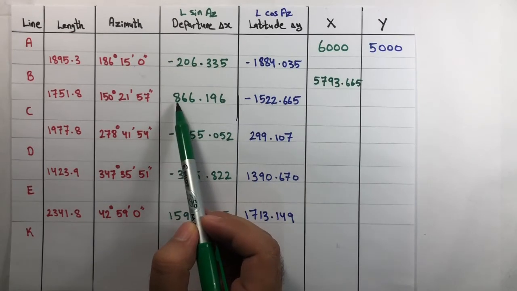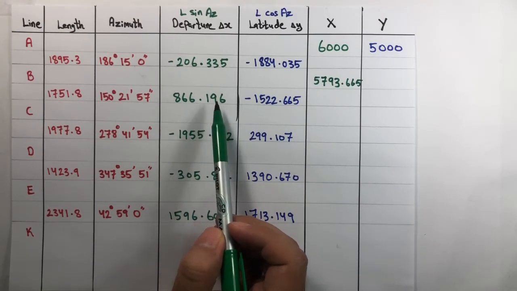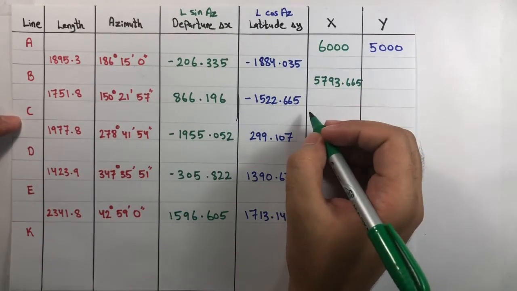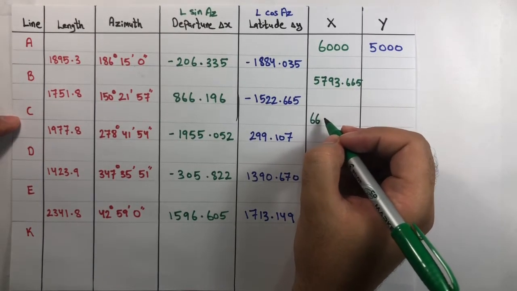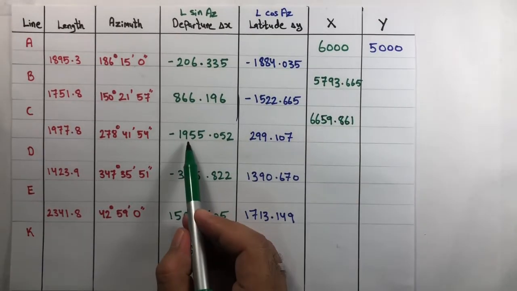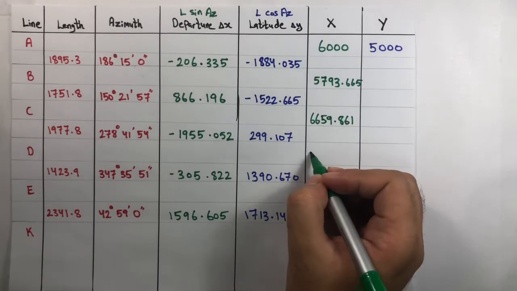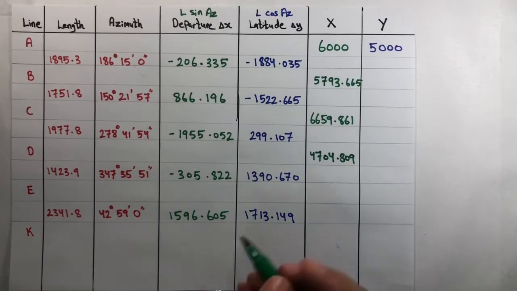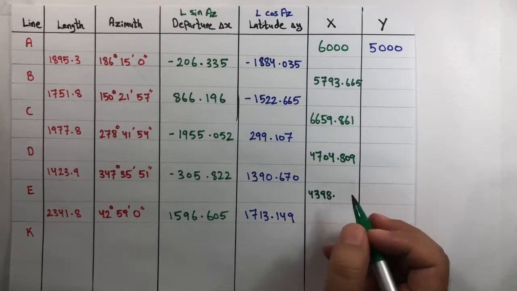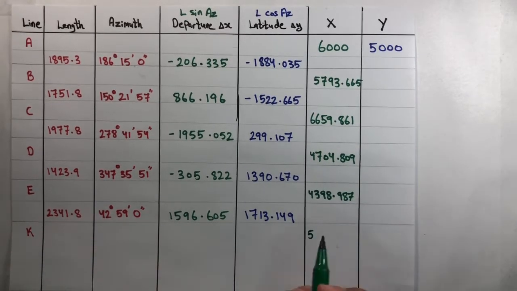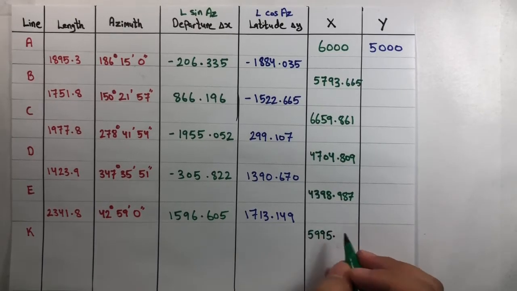We'll add 866.196. We can get the x coordinate of point C as 6659.861. Again, we'll add the departure here. We'll get 4704.809. Again, we'll add this value and we'll get 4398.987. And finally, we'll add this value here to get our final x coordinate of point K to be 5995.592. We are done with the x-axis.